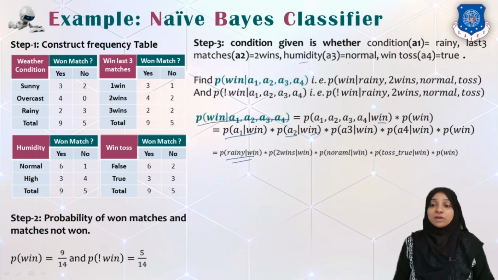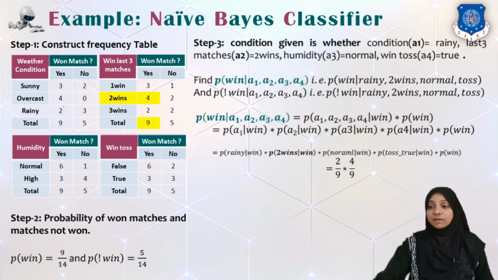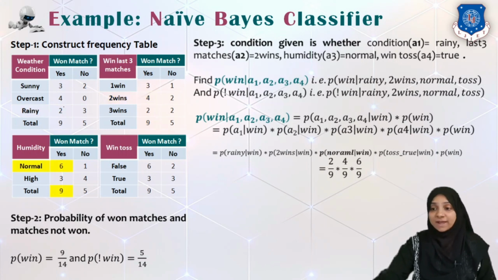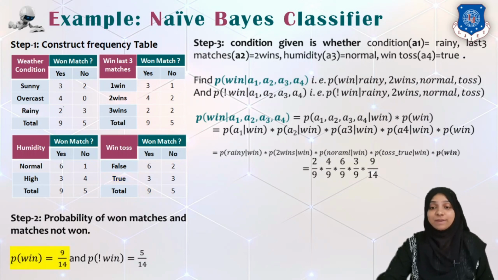Now what is the probability of rainy given that we have won this match? The probability of rainy given that we have won this match is 2 out of 9. Probability of windy given that we have won this match is 4 out of 9. Probability of humidity normal given we have won this match is 6 by 9, and probability we have won the toss and won this match is 3 by 9, and the probability of winning is 9 by 14, which we have already calculated. We will substitute these values and calculate the result.